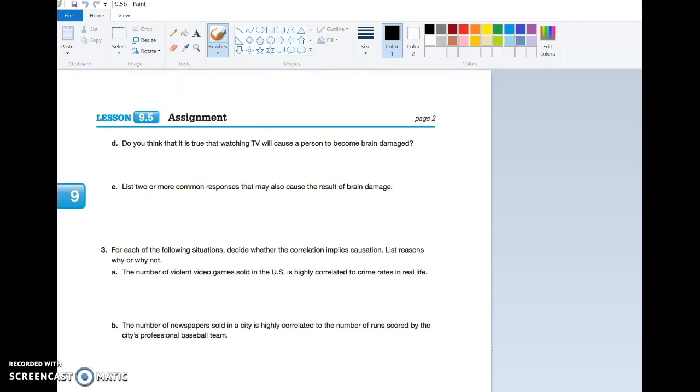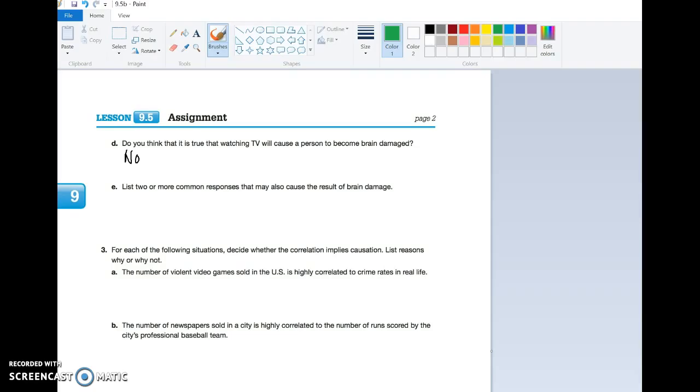So, this is letter D on the back side. Do you think that it is true that watching TV will cause a person to become brain damaged? Well, we can say absolutely not, because there's not a correlation. If we've already decided that there isn't a correlation, then there's no way that one can cause the other. And then what are some two or more common responses that may also cause the result of brain damage?